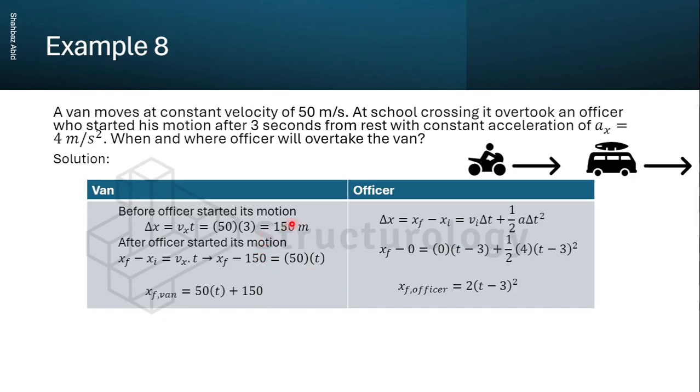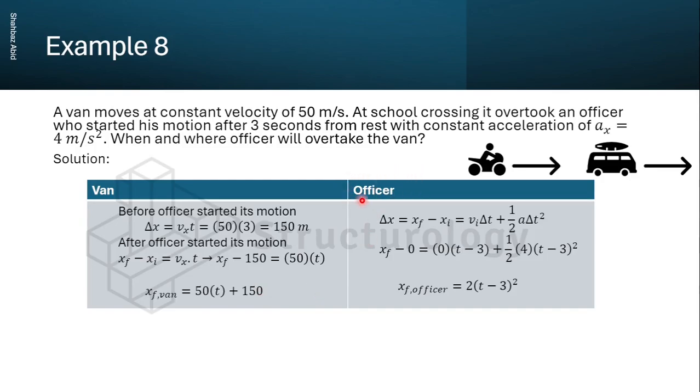If I bring 150 on the other side, it will become the final position of the van is equal to 50 times t plus 150. Now I have two unknowns and one equation. So now we need one more equation to solve this problem.